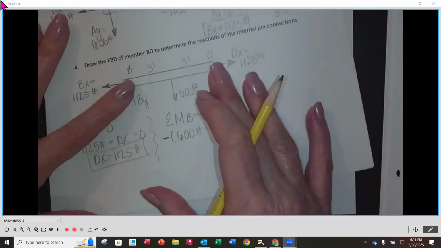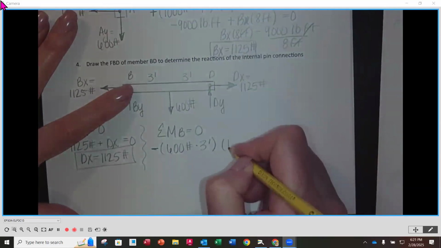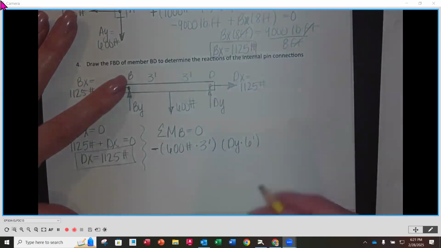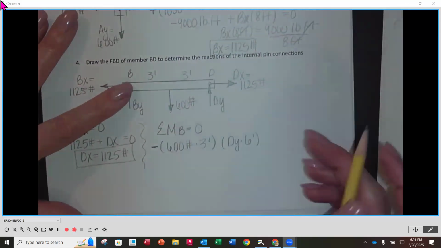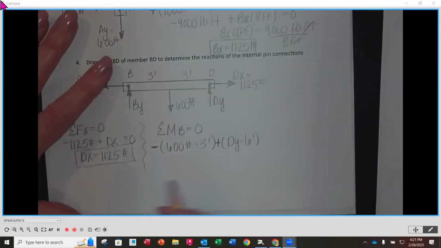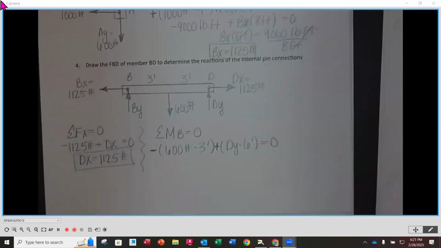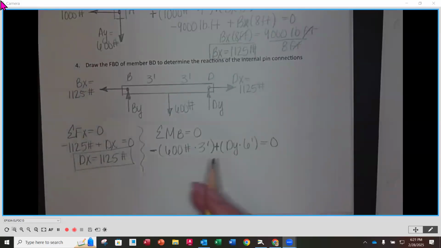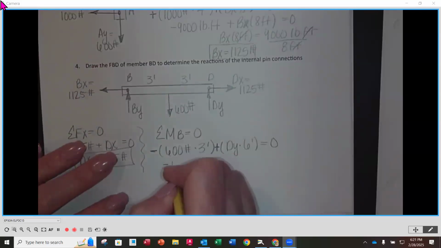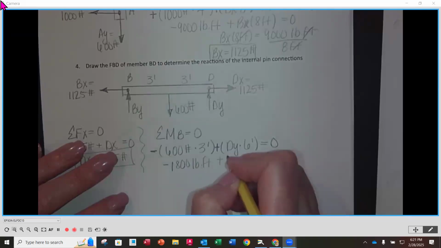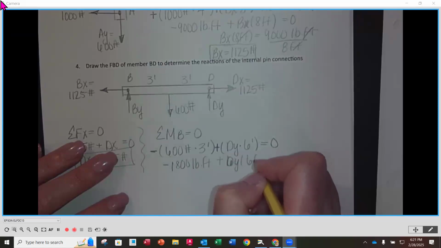I have DY, that's going to cause rotation. So I'm going to have DY, which is unknown, times 6 feet. Okay. And it is going to rotate in a counterclockwise direction. So that's going to be positive out front. Set it equal to 0. All right. So now DY is our only unknown here. So we're going to solve for DY. So I'm going to multiply that together. That's going to be negative 1,800 pound-feet plus DY times 6 feet.